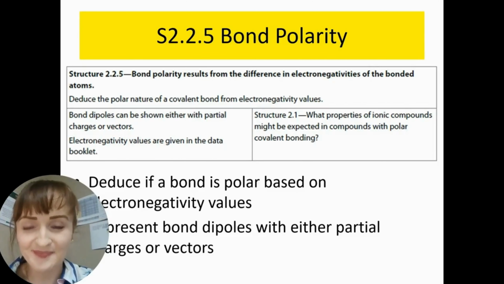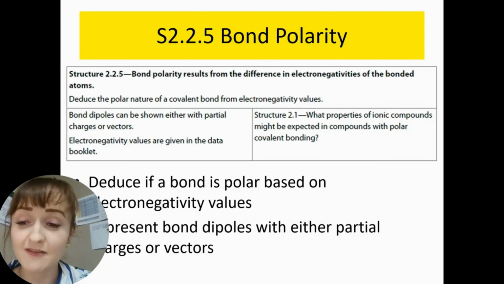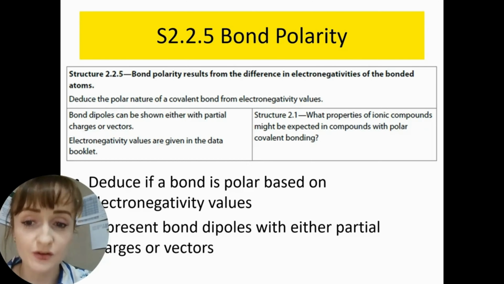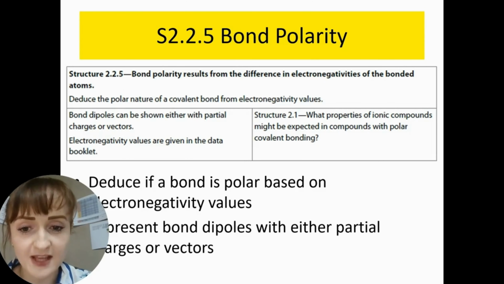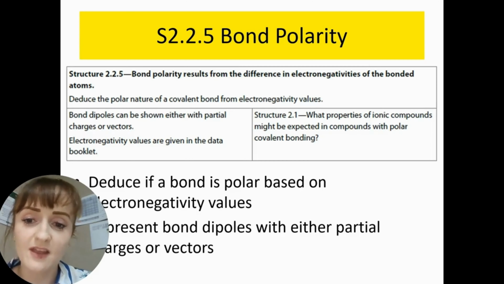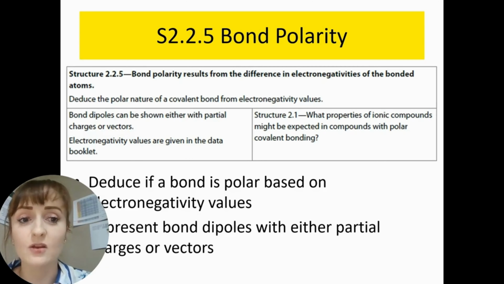Welcome to Curium. As part of Structure 2.2.5, you are required to be able to deduce if a bond is polar based on electronegativity values and to represent bond dipoles with either partial charges or vectors. Note that the electronegativity values may be either quoted for you in the question, or you can refer to them in Table 9 of the IB data booklet.